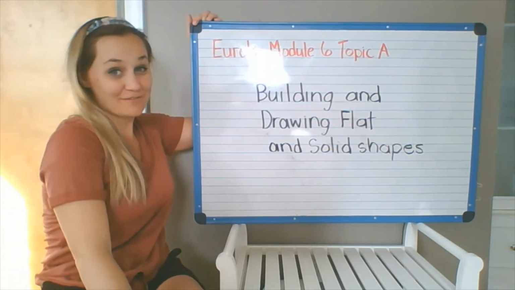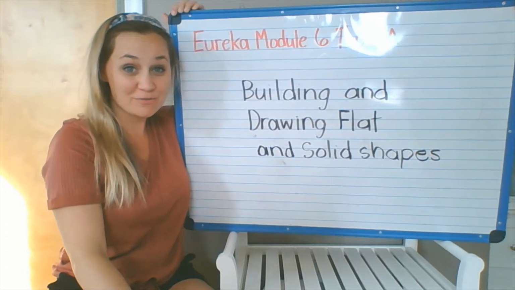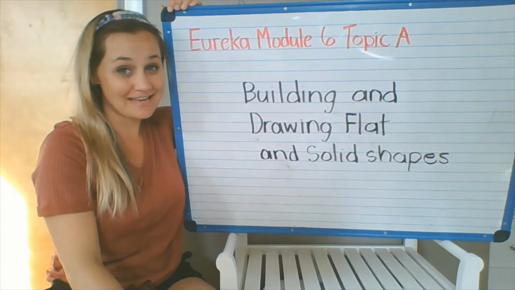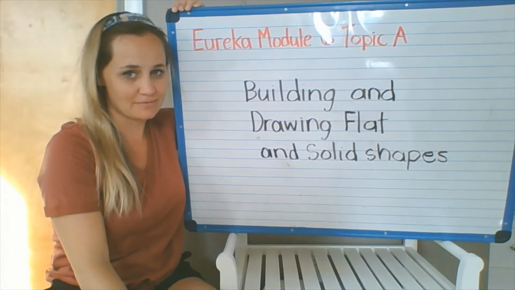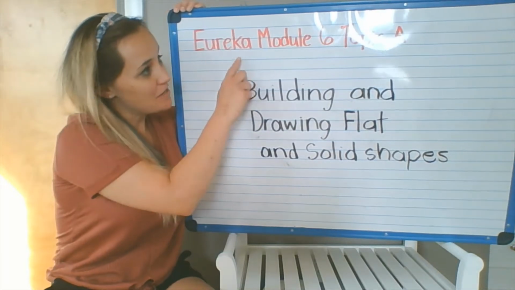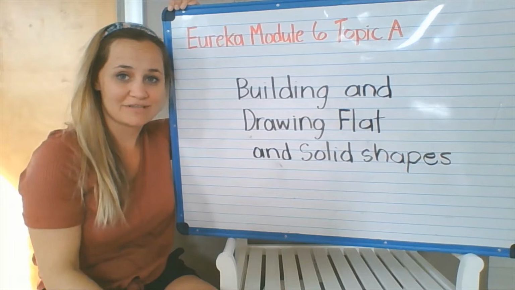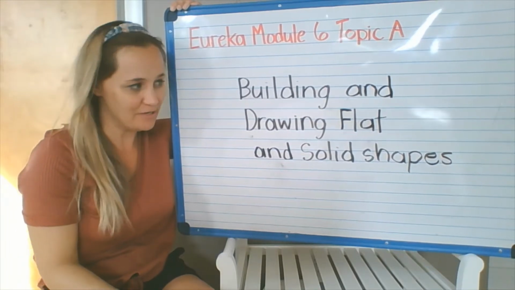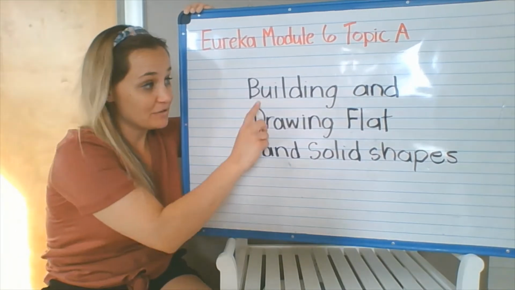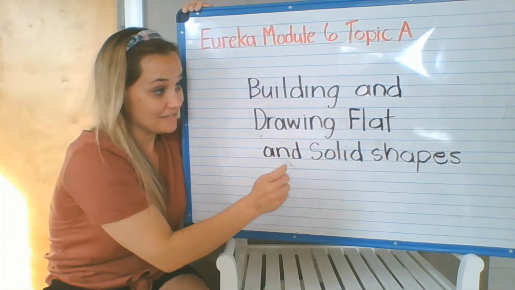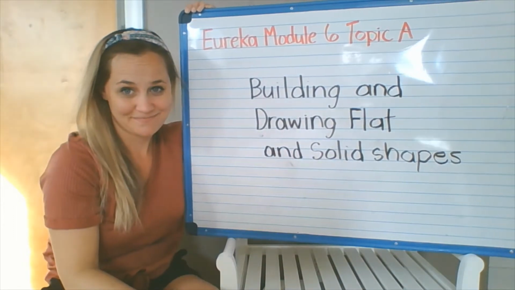I can't believe that we're in Eureka Module 6. This is the last of the modules in kindergarten math. Eureka Module 6, Topic A, which brings us back to something we discussed a little bit in the beginning of the year, building and drawing flat and solid shapes.